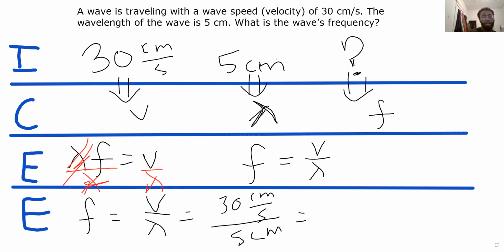So now let's go ahead and handle our numbers. So our numbers are 30 divided by 5, okay, which is going to give us 6. All right. And now we have centimeters over seconds divided by centimeters. Now, when we see that, whenever we see something in the numerator and in the denominator, we can cancel it out. Just like we saw wavelength up top and on the bottom in the equate step, we see centimeters up top and centimeters on the bottom. So we can cancel those out. So what that gives us remaining is 6.